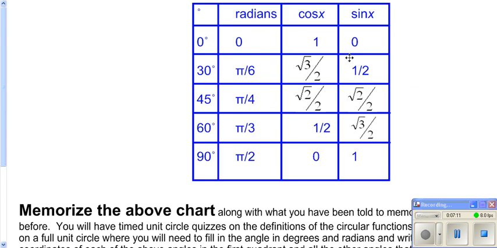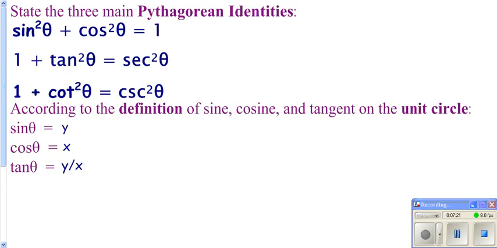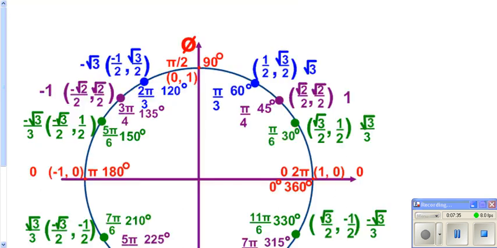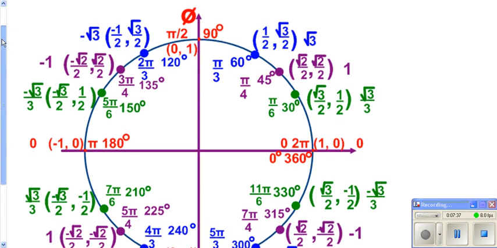You will need to have this chart memorized. You should pretty much have it memorized already, along with having your three main trigonometric or Pythagorean theorem identities memorized, and the definitions of sine, cosine, and tangent on your unit circle. In addition to having those memorized, you also need to have your unit circle memorized.